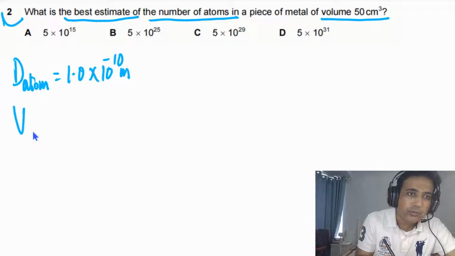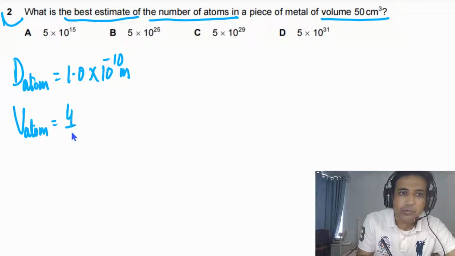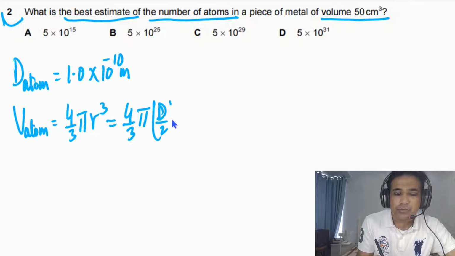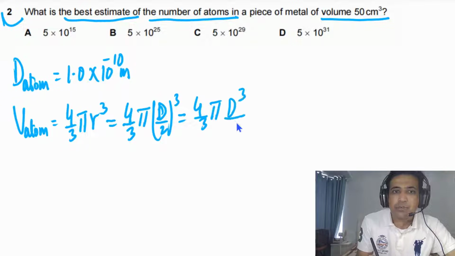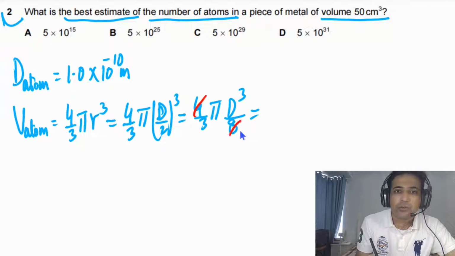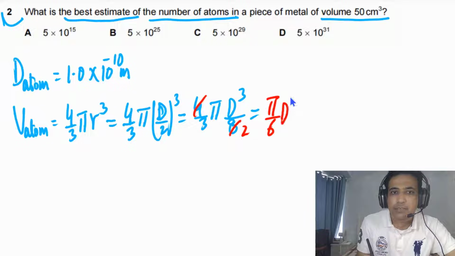From here we can find the volume of a single atom. The volume will be equal to 4 by 3 pi r cubed. We can simplify this. We can write 4 by 3 pi, and we have the diameter divided by 2, so this is the radius. If we simplify this, we will get 4 by 3 pi d cubed divided by 8. We can cancel 8 with 4, so we will get 2 here. So finally we get pi by 6 d cubed.